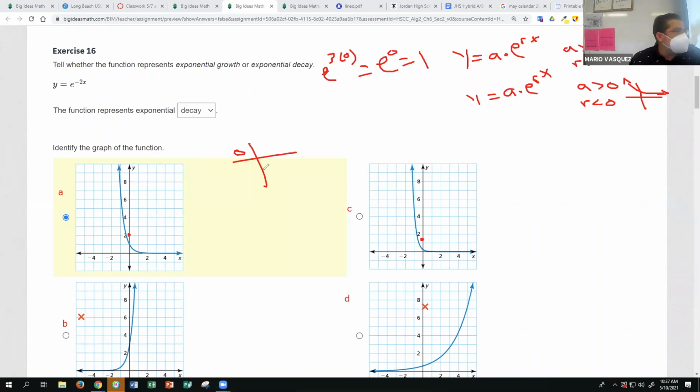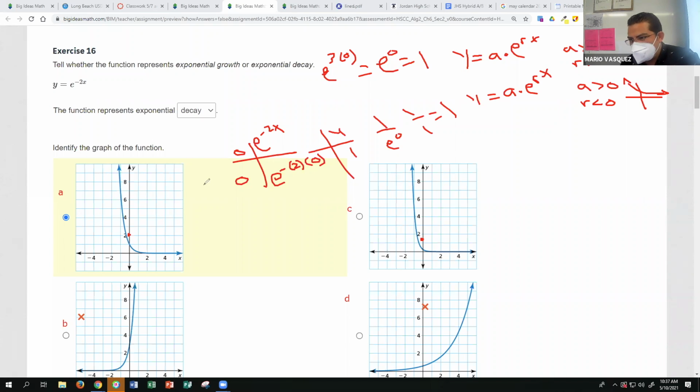So let's say, for instance, I pick the point 0 again. That's the easy one, okay? Pick the easy one. You want to make your life easier, you guys. So e to the negative 2x. If x is 0, this is going to be e to the negative 2 times 0. When x is 0, y is 1.